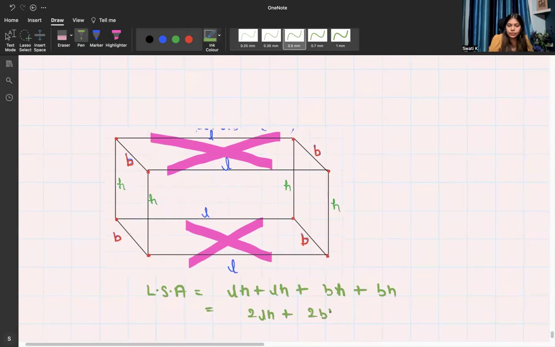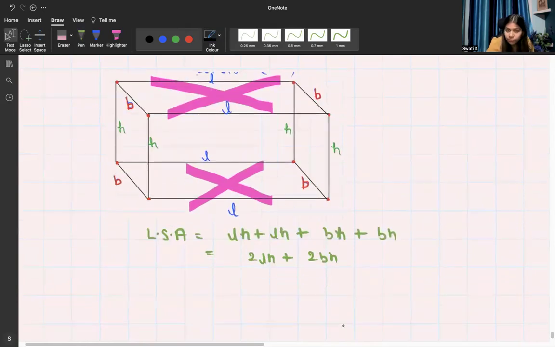That is going to be 2BH, right? Here I'm going to take not just 2 common, but I'm going to take something else also common. 2 is the same, as well as H is also coming common, right? So I'm going to take the 2H common. So if I take the 2H common, then what is left?